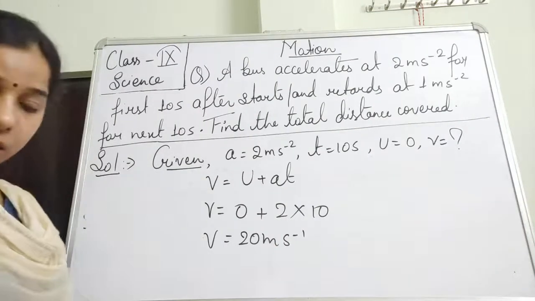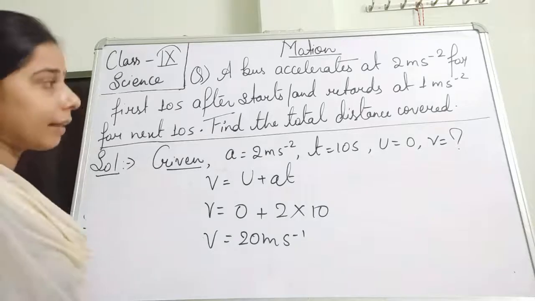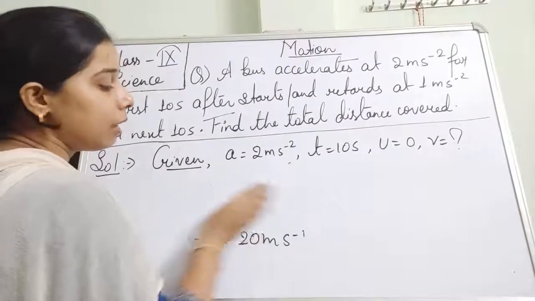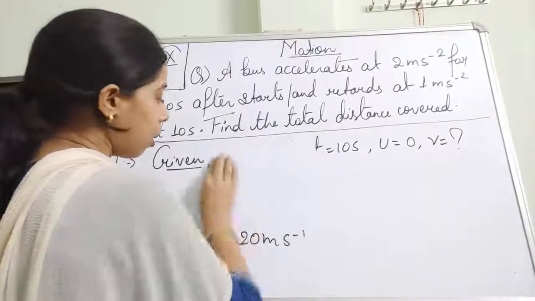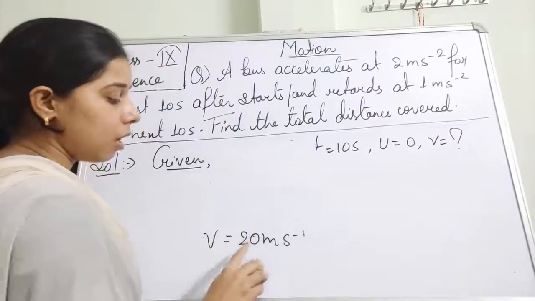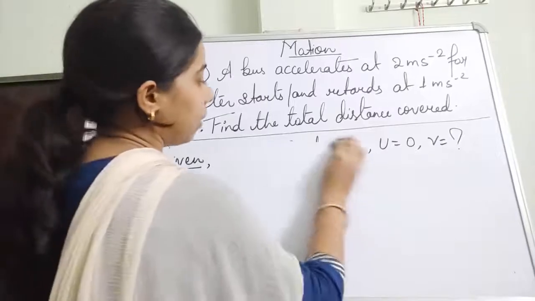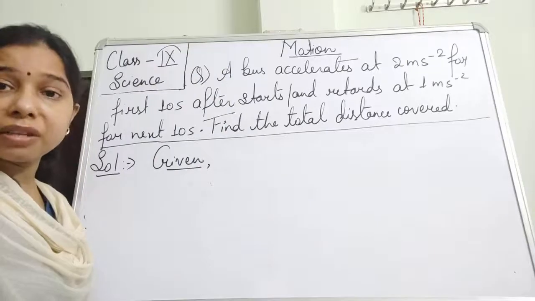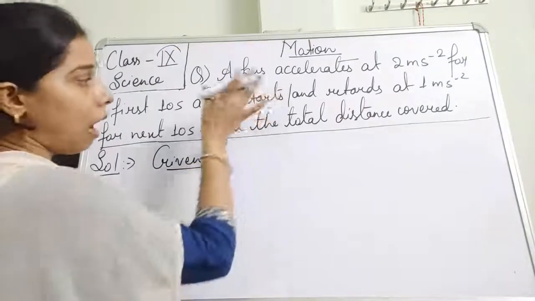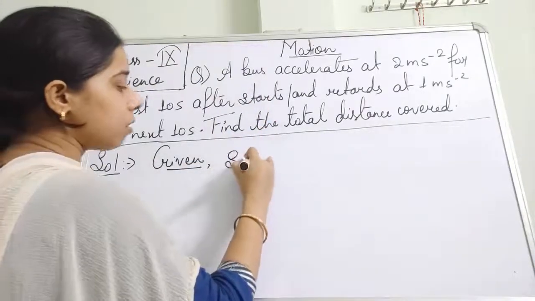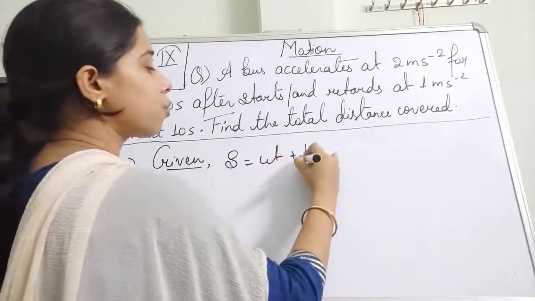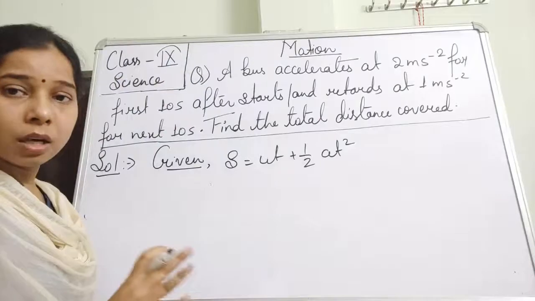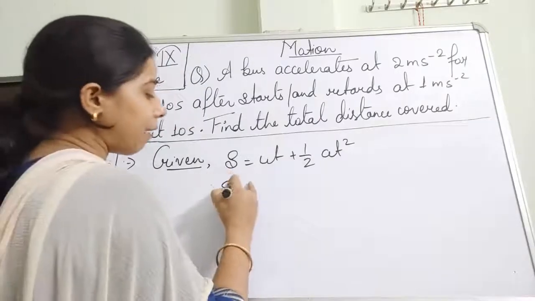Now what we have to find exactly is the distance covered. So at first we will find the distance for the first case. Remember this value, students, that is 20 meter per second. Now we are going to find the distance covered by the bus in the first half. So S is equal to ut plus half at square, although you can use v square equals u square plus 2as, totally depends on you. S we have to calculate.